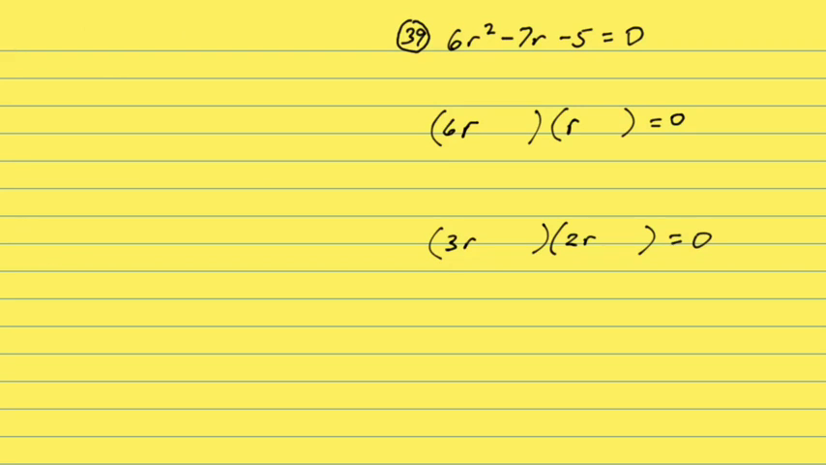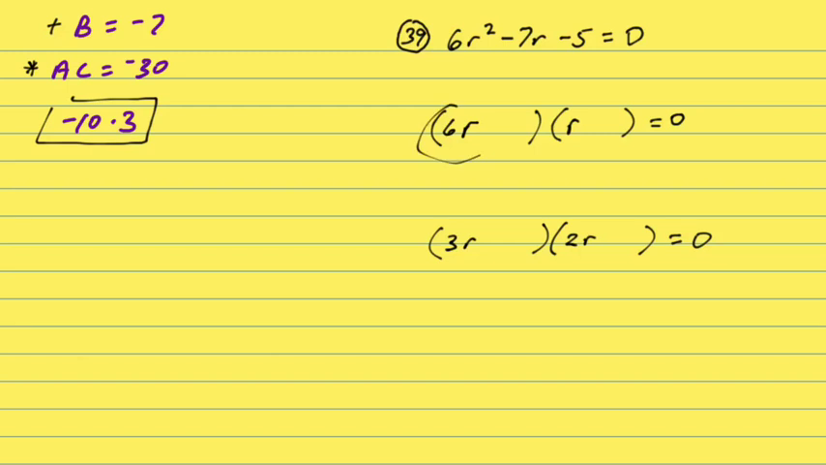A times c, 6 times negative 5, I believe is negative 30, and b is negative 7. With practice, you'll go right to them. What multiplies to negative 30 and adds to negative 7? Negative 10 and 3. Does 6 go into either of those evenly? Does 6 go into 10 or 3 evenly? No, so you can't use that approach.